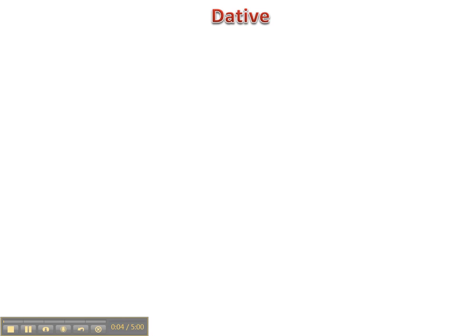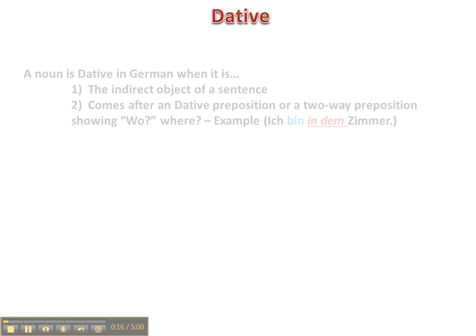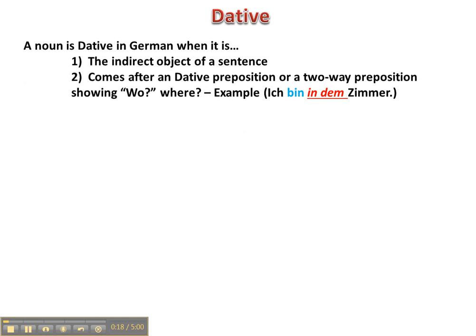This is part 2 of our videos on how to find the correct adjective ending. We are just discussing the cases. In our previous video, we discussed the nominative and the accusative. Now we're going to move on to the dative. The dative case in German is for the indirect object of a sentence, or comes after a dative preposition.